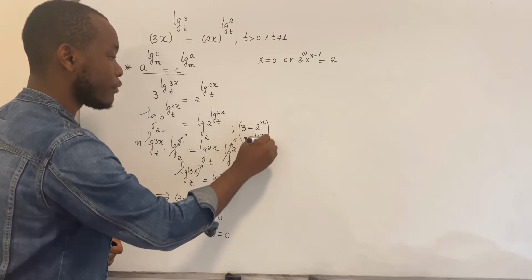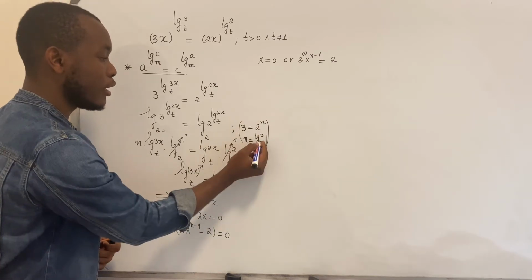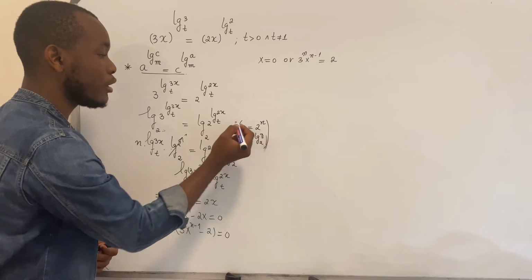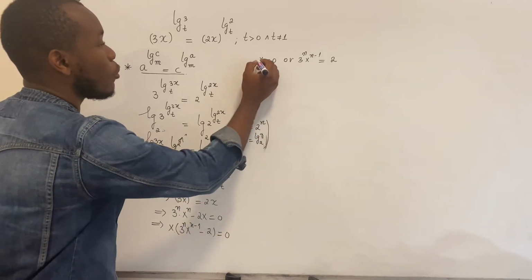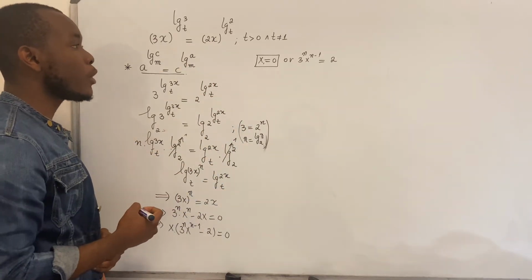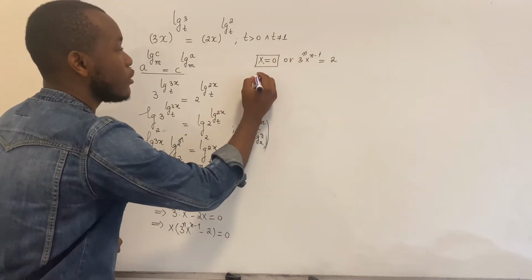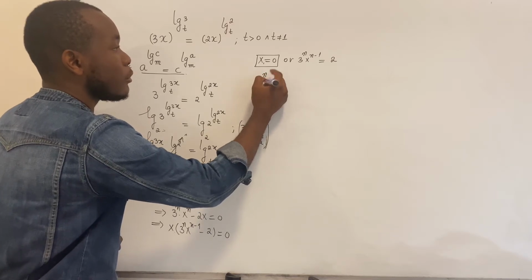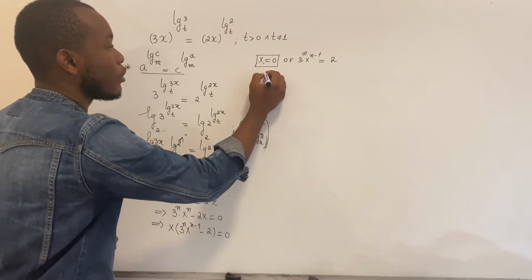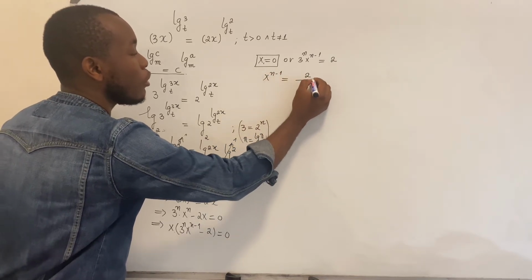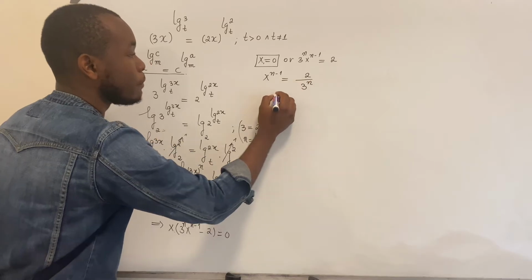Okay, because if we replace it here, the base of the log will cancel out, and only the argument 3 will be equal. So one of the solutions is already x equal to 0 for this equation. Now the other x we can isolate here, so we're going to have 3 to the power n. We can simply isolate, we're going to have x to the power n minus 1 will be equal to 2 over 3 to the power n.